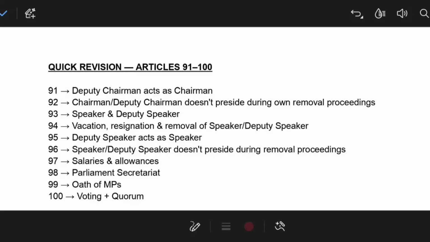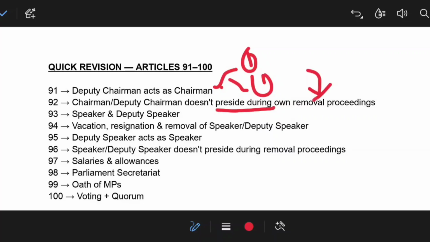Let's take a quick revision, then wrap up this session. Article 91 was about the deputy chairman acting as chairman, or the chairman acting as president. It has two clauses. 92: the chairman or deputy chairman does not preside when the resolution of their removal is under consideration. The speaker and the deputy speaker posts or offices are provided under Article 93. If there is a vacation, resignation or removal of the speaker or deputy speaker, provided under Article 94, the deputy speaker acts as speaker. Then what will happen?